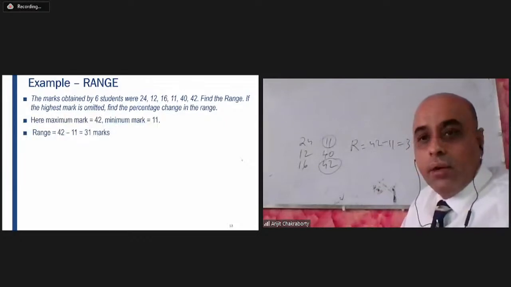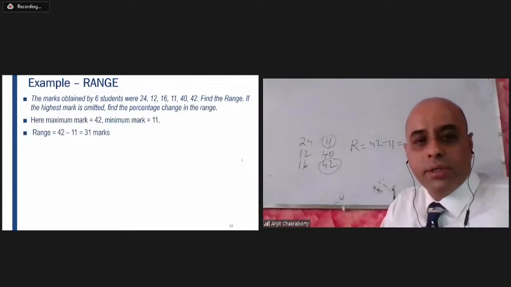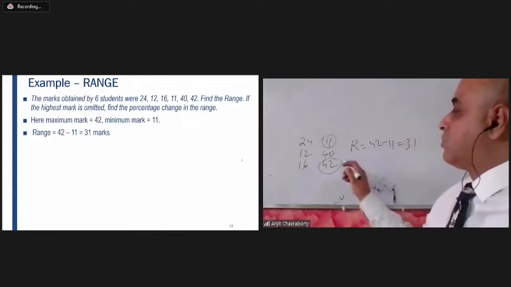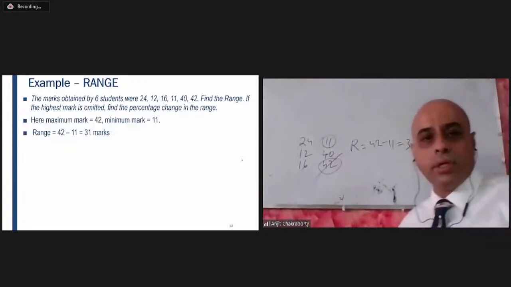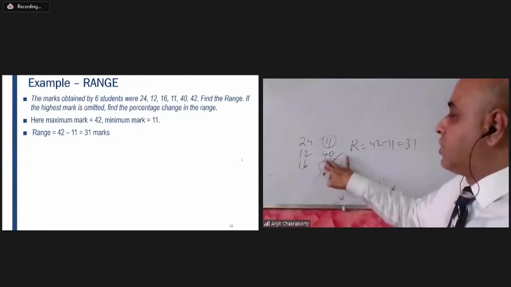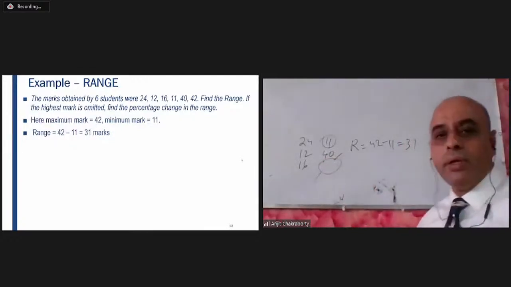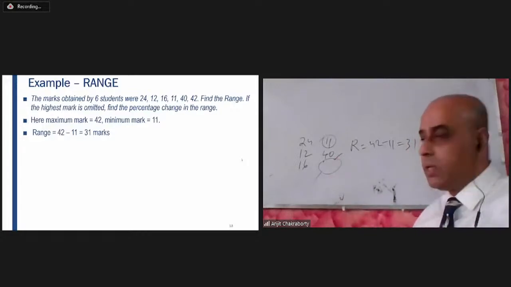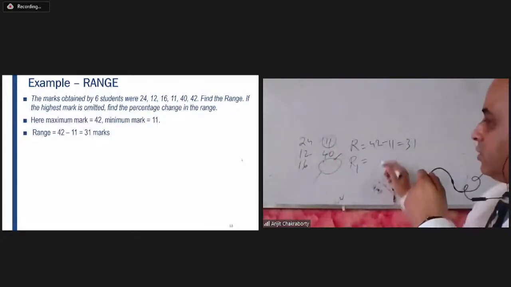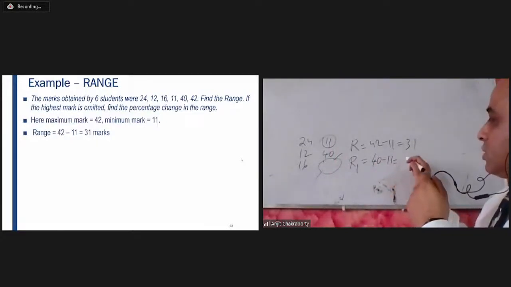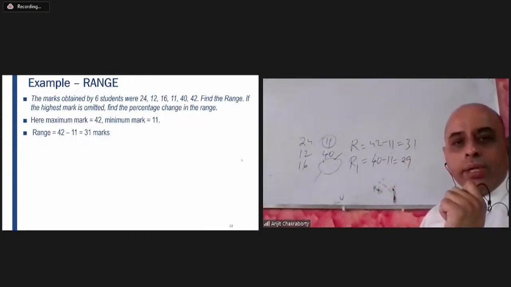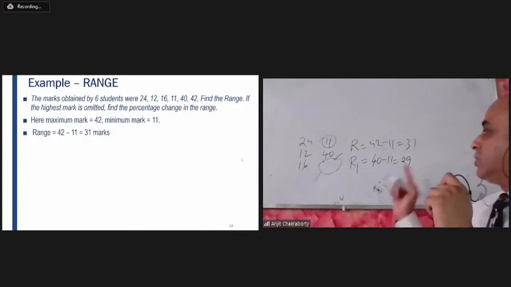31 marks. Now the question is, if the highest mark is omitted, find the percentage change in the range. So now we will omit the highest marks. 42 is removed. If 42 is gone, then what is the highest marks? The highest marks is 40. So the new range R1 is equal to 40 minus 11, that is 29. So the range is now 29.